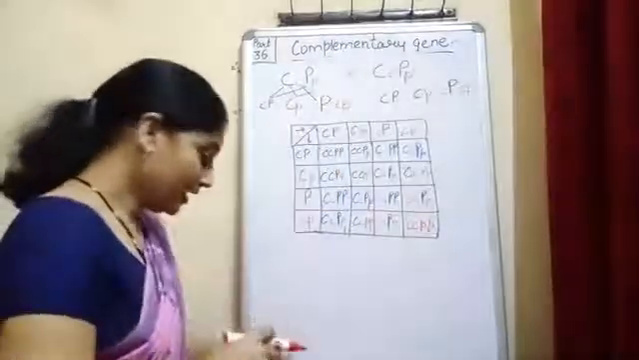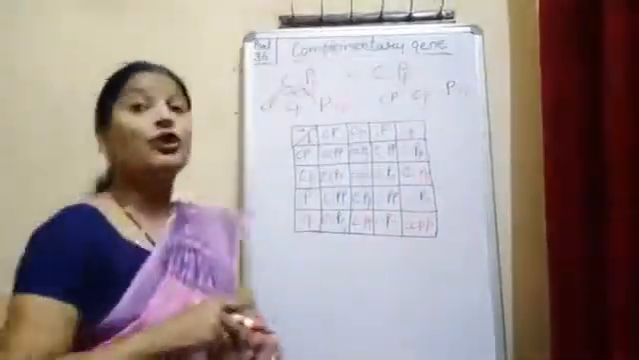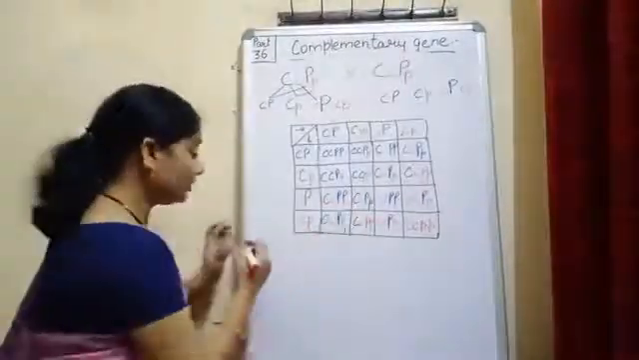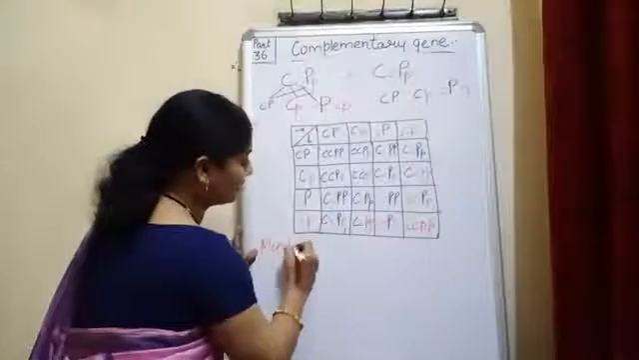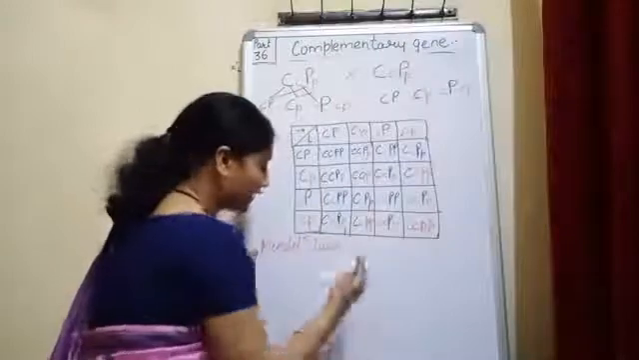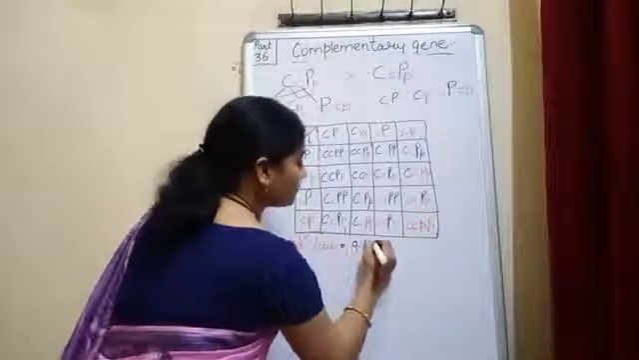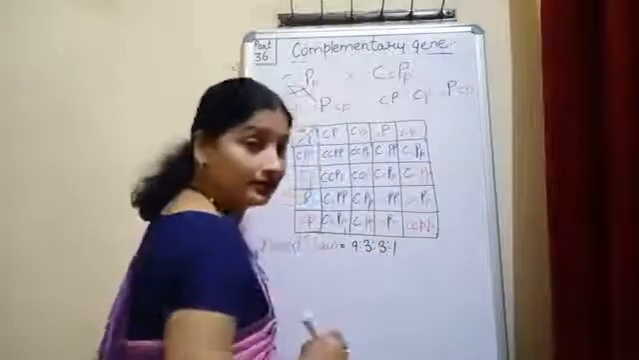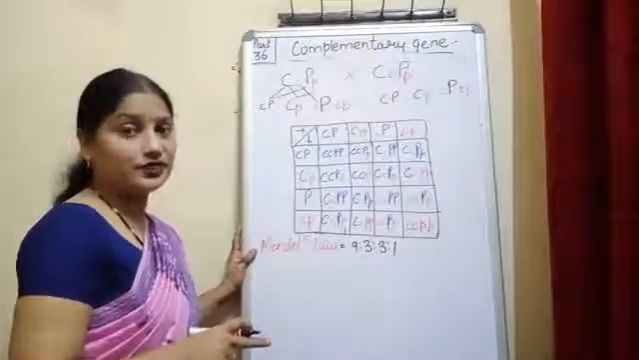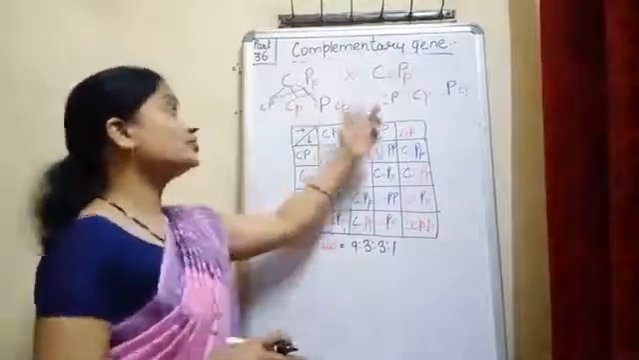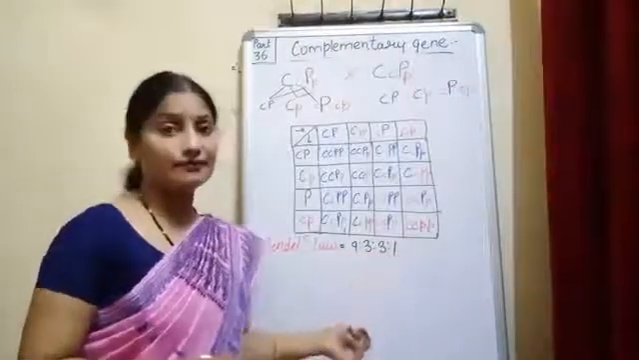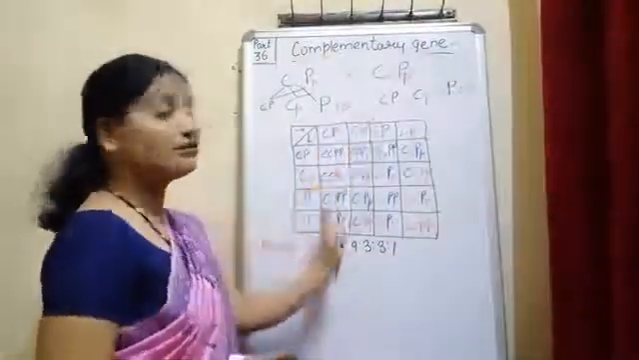Now see, if it would be a Mendel's law or Mendel's cross, then the result should be 9:3:3:1 according to Mendel's law. It's a normal cross that we have already seen in case of dihybrid cross. So according to the dihybrid cross, it should be 9:3:3:1. But see the complementary gene.